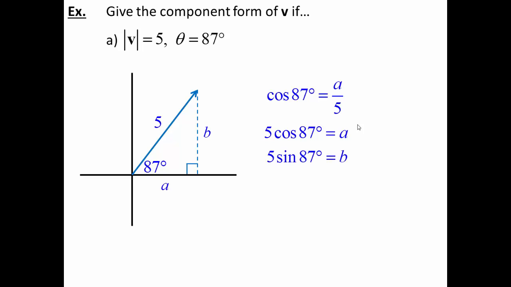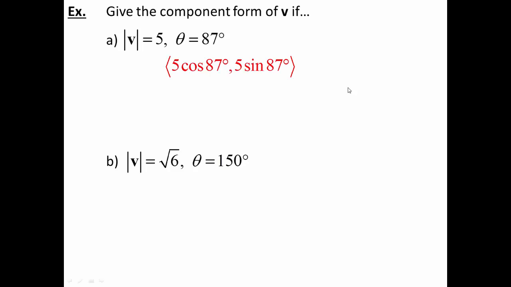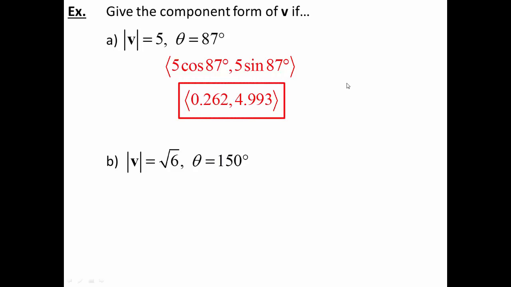To get the b value, I could just switch it up and change it to sine. It's still going to be magnitude times either sine or cosine of the angle. So that kind of gives us a little rule of thumb. When I'm looking for the component form, it's always just the magnitude times either cosine or sine of the direction angle. A is your x value, so I'll use cosine. B is your y value, so I'll use sine. So that gives us our component form of 5 cosine 87, 5 sine of 87, or if I were to convert to decimal, 0.262, 4.993.